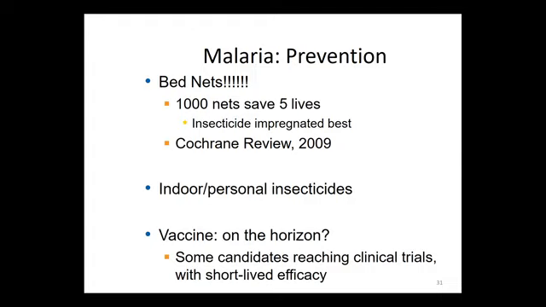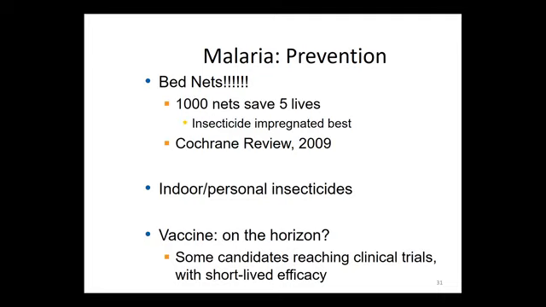Again, prevention of malaria. Bed nets if you are in an endemic area. 1,000 nets may save 5 lives. Insecticide-impregnated are best, Cochrane review of 2009. Indoor personal insecticides, different apparatus or just sprays: if you just travel to an endemic region, just apply spray on yourself when you go outside.